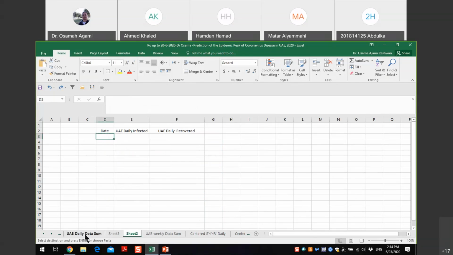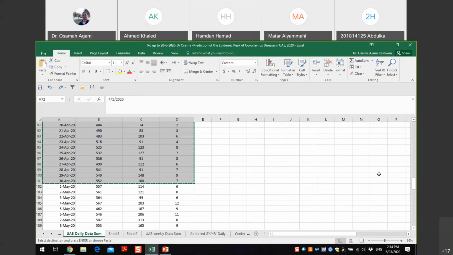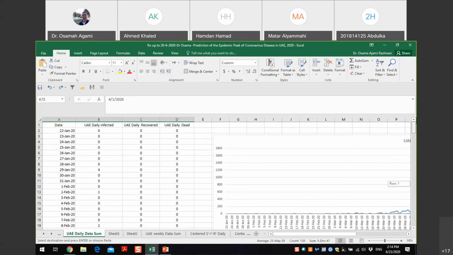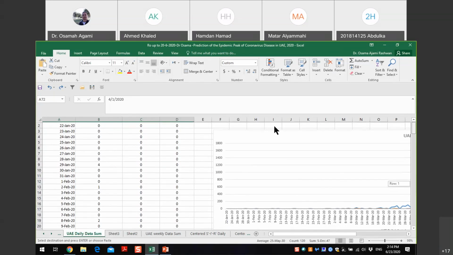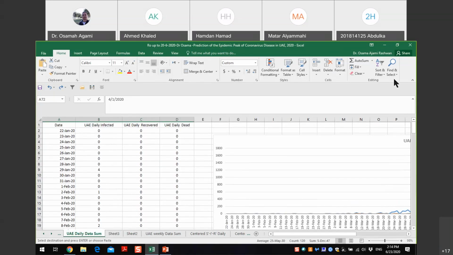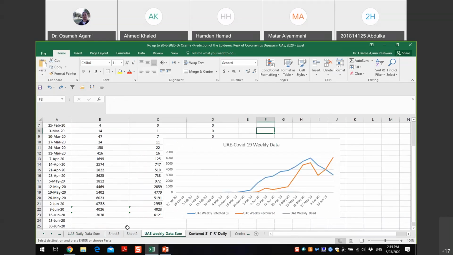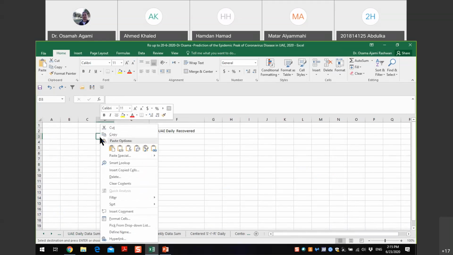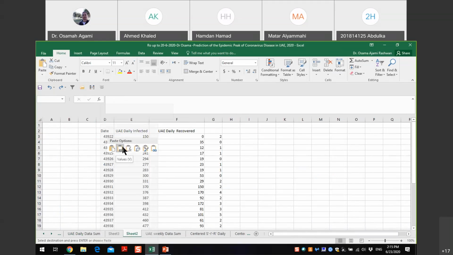So I'll go back again to the daily data, and I would like to have April. I have the title for each column, the name of the variable: date, daily infected, daily recovered, and daily dead. So I go to the sheet, I open it, and Control V and paste it as values.